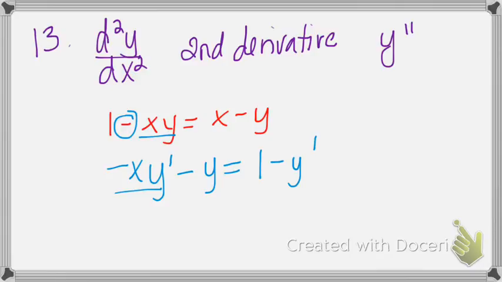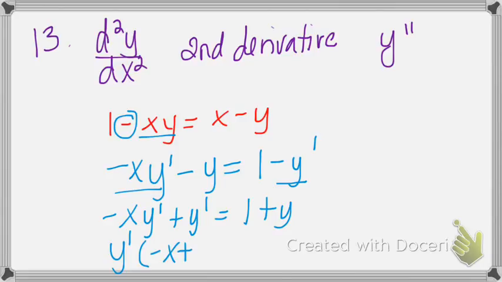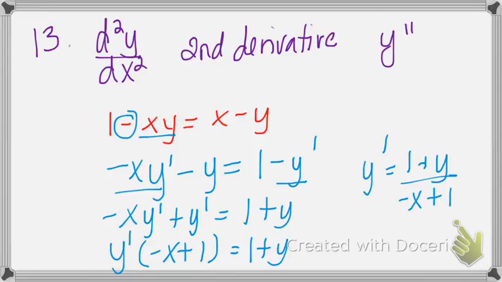I do want to get my y primes together, and I want to move everything else on one side. Factor out your y prime, and then divide. So we have that y prime equals 1 plus y over negative x plus 1. Now, we're trying to find the second derivative. So I've got to find the derivative of that again. I'm going to do that on a different slide. We have that y prime was 1 plus y over negative x plus 1.